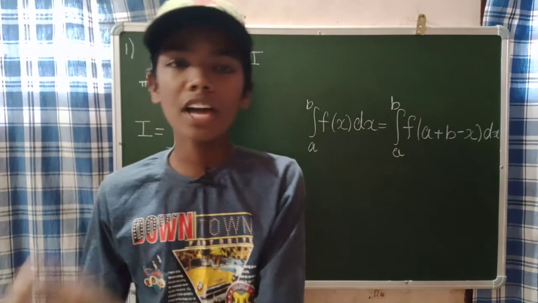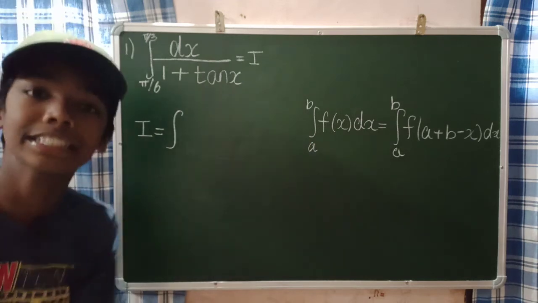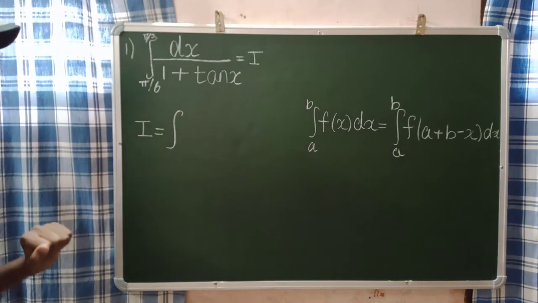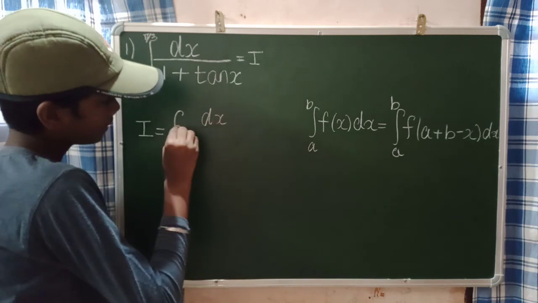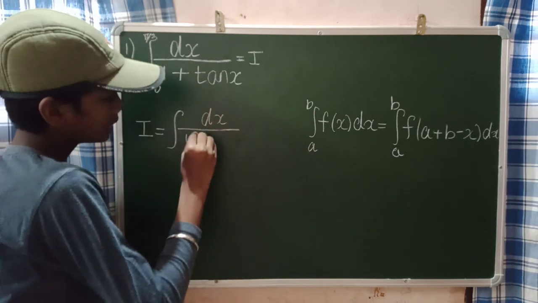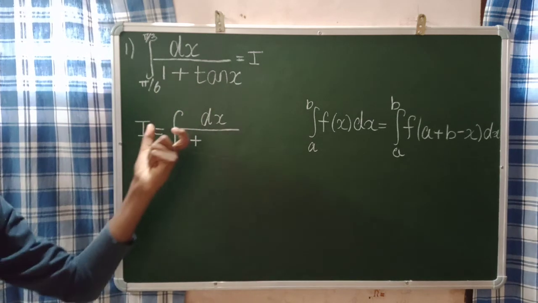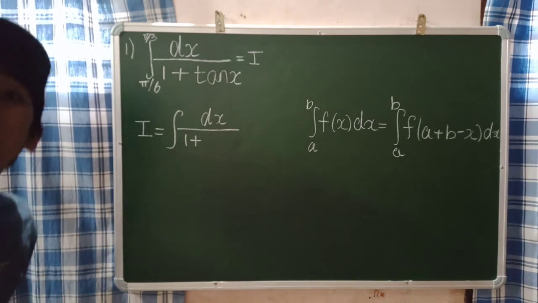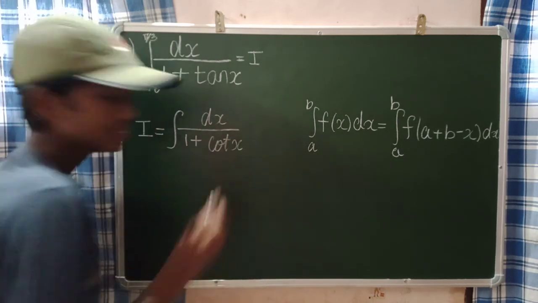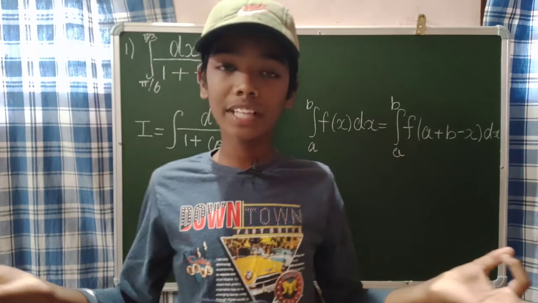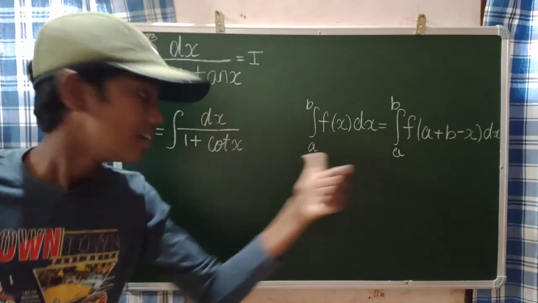In order to find the value of f of pi by 2 minus x, just put x as pi by 2 minus x in this integral. When you put x as pi by 2 minus x, what will you get? Integral of dx divided by 1 plus, if I put x as pi by 2 minus x, you would be getting tan of pi by 2 minus x. Tan of pi by 2 minus x is nothing but cot x, which is the basic trigonometric formula which you guys learned already, right? Tan of pi by 2 minus x will be cot x.